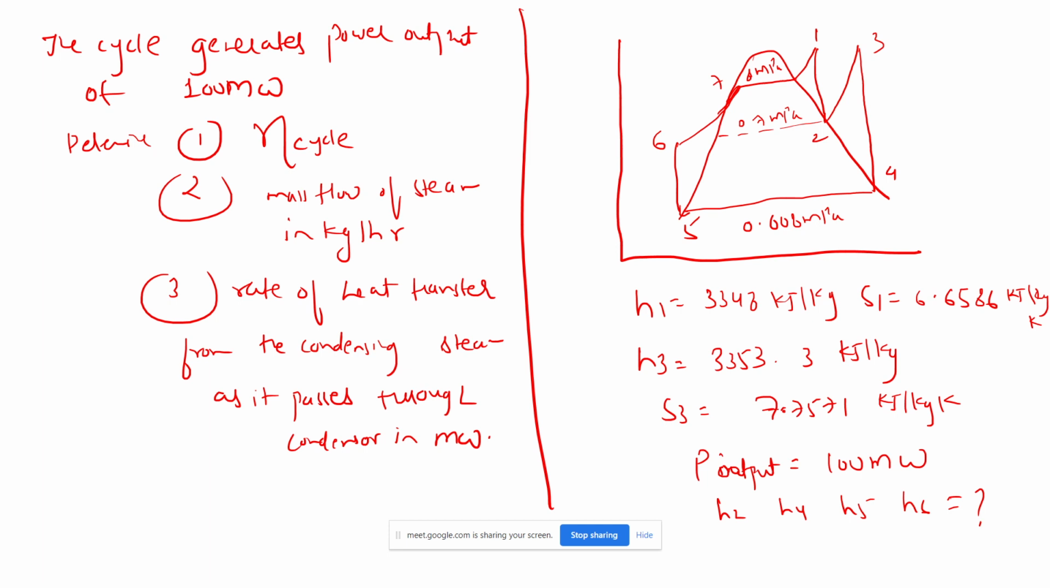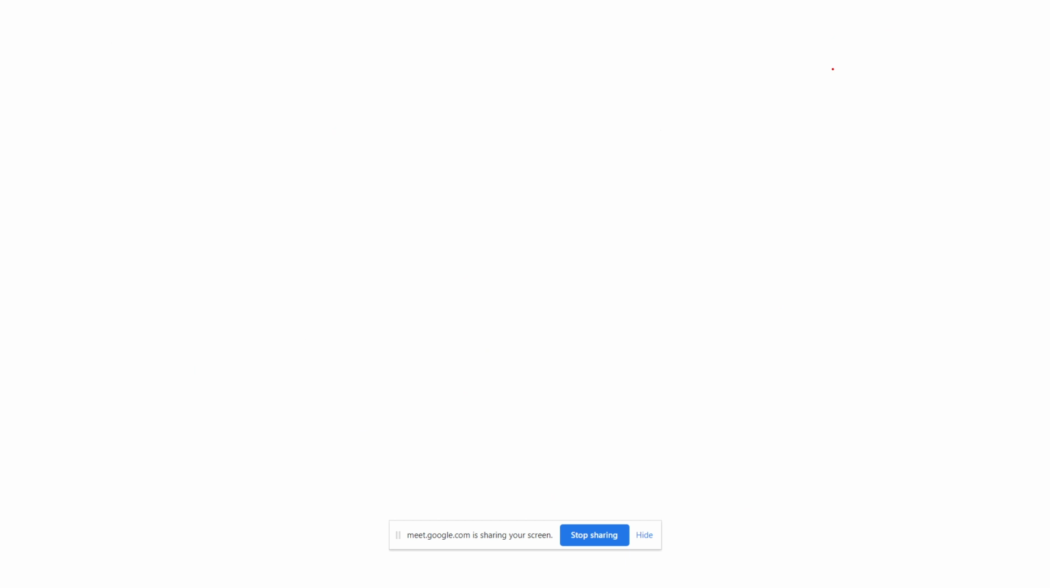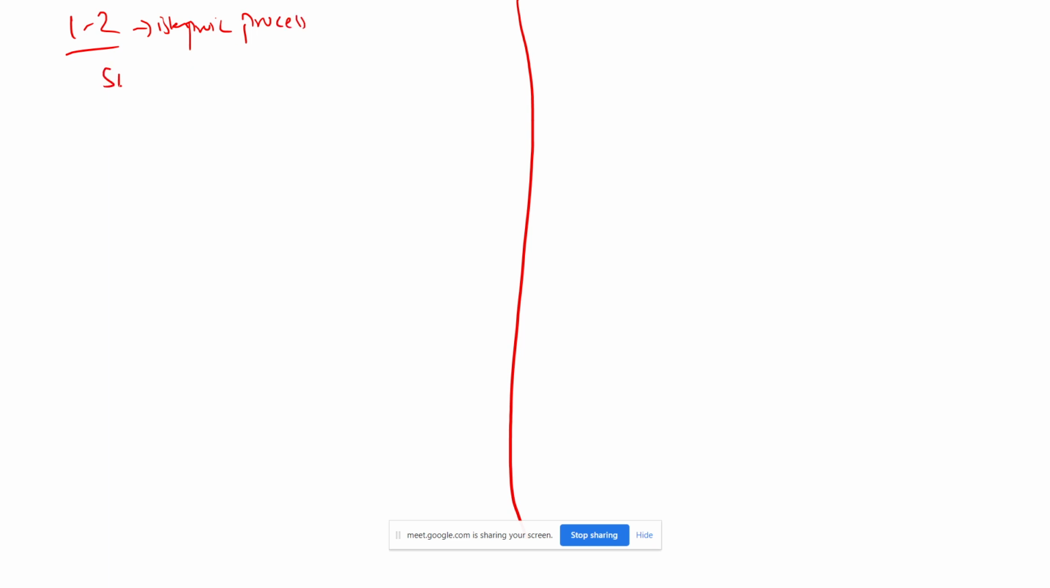Should I do it if you are not able to? Hello? Yes. Okay, then I will start. The enthalpy of point 1 is given and entropy is also given. So this is turbine work 1, WT1. This is WT2. Expansion in a turbine is an isentropic process. So 1 to 2 is an isentropic process, so S1 is equal to S2 and entropy will remain the same.